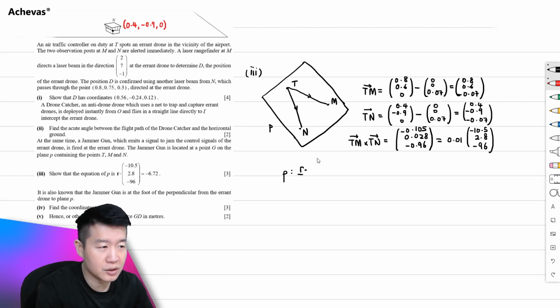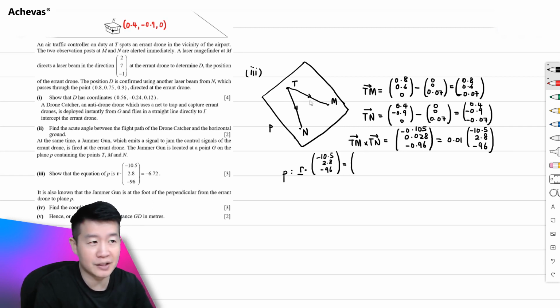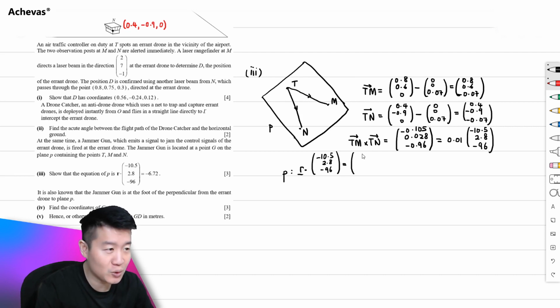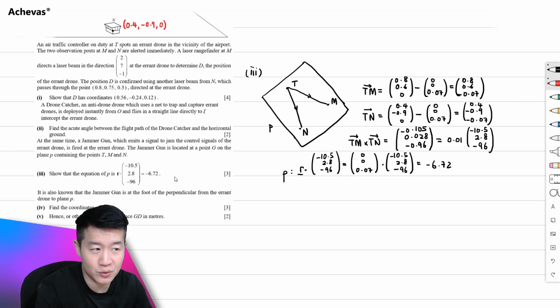It will be r dot (-10.5, 2.8, -96) is going to be equal to, I'm going to take the position vector of the simplest possible coordinates. I guess it will be t, so (0, 0, 0.07), this dot (-10.5, 2.8, -96). This should give you negative 6.72, which is what the question wants you to show. So this done, this done, this done.